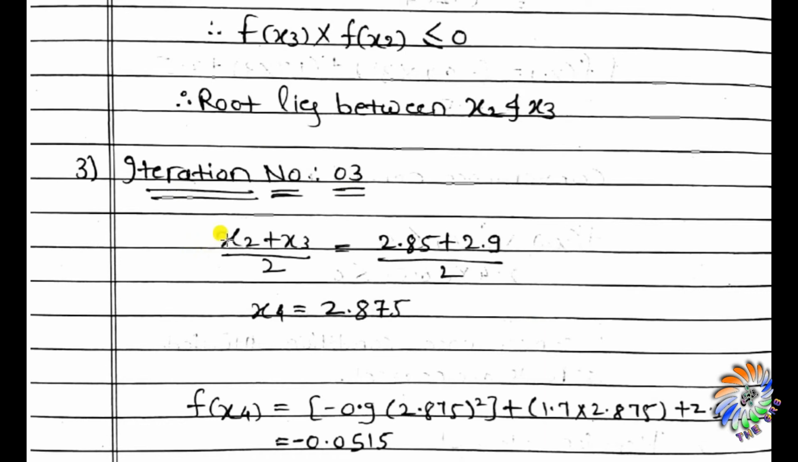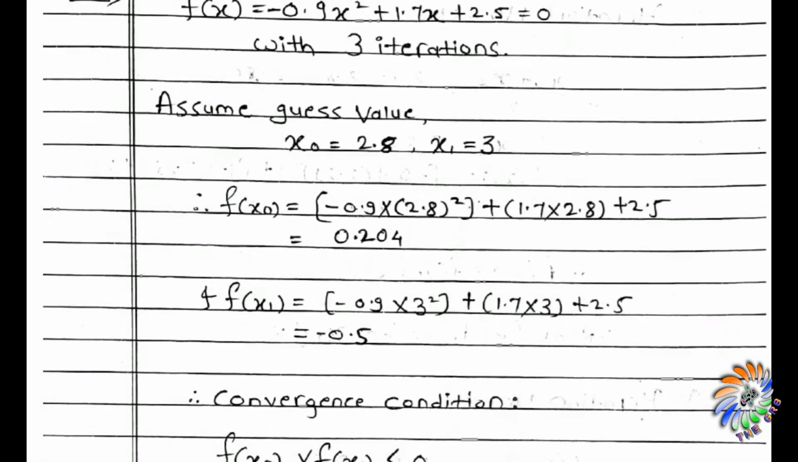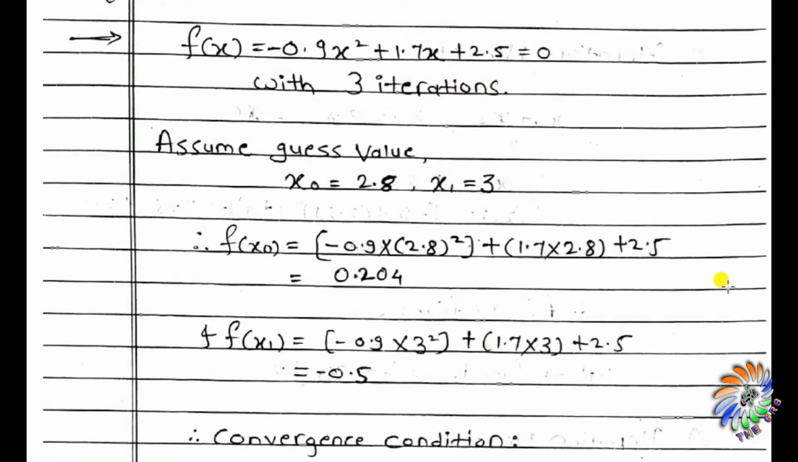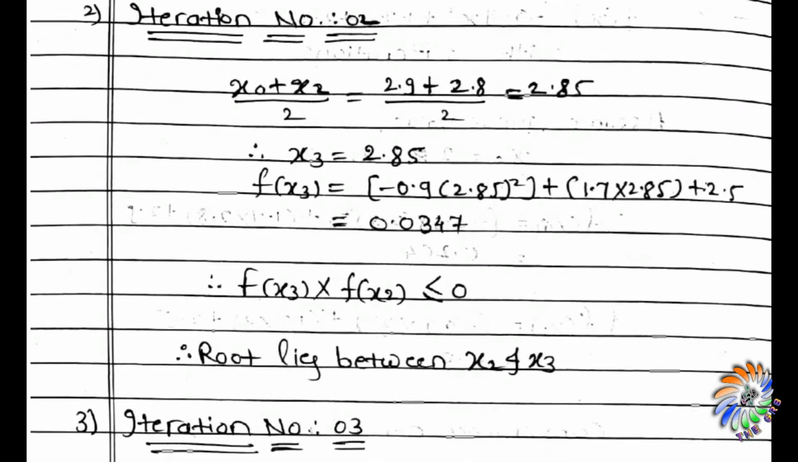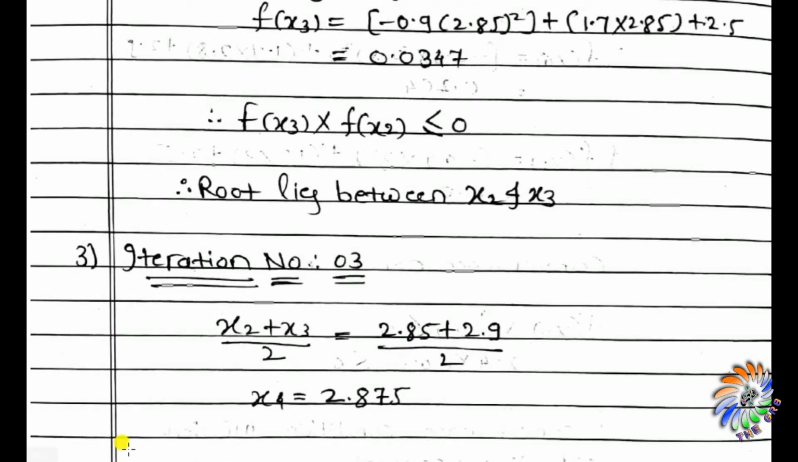The iterative formula is again x2 plus x3 upon 2, 2.85 plus 2.9 upon 2. 2.85 is the value of x3, 2.9 is the value of x2, and here we get the value of x4. Now see carefully. They have told us to find the root up to 3 iterations. Means the value which we get in the third iteration will be our final root. Means this x4, the value which we get in the third iteration, is our final root, 2.875.